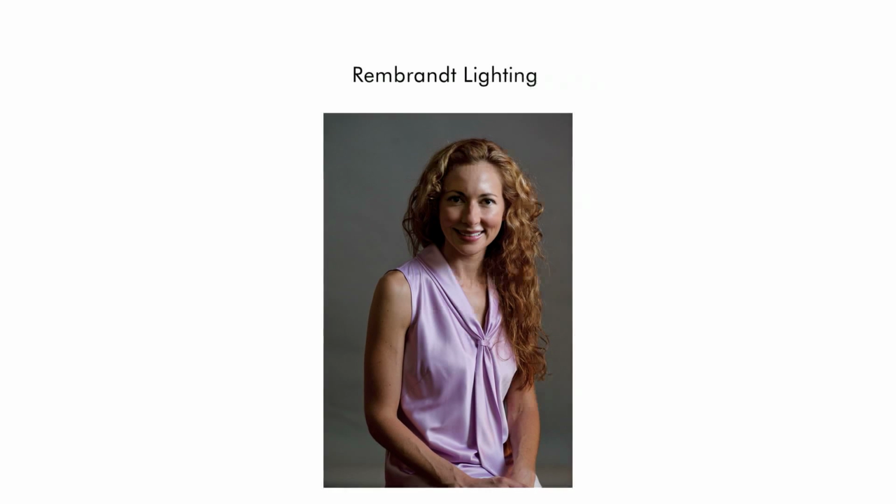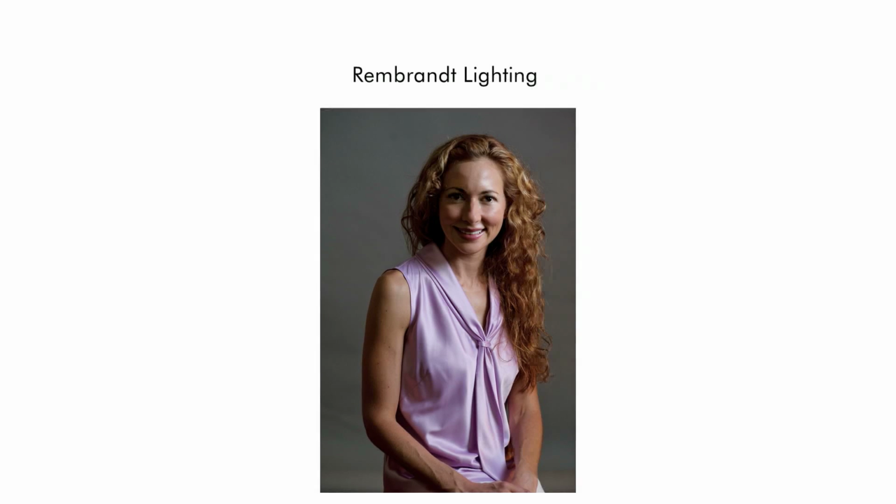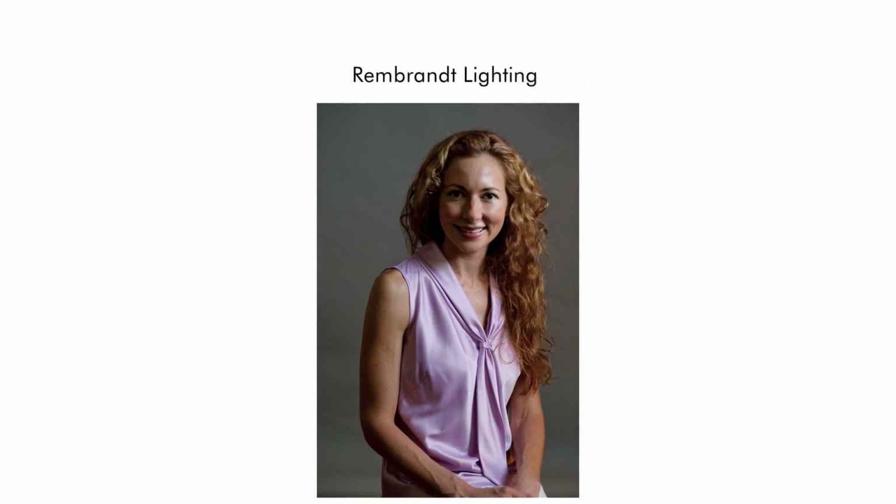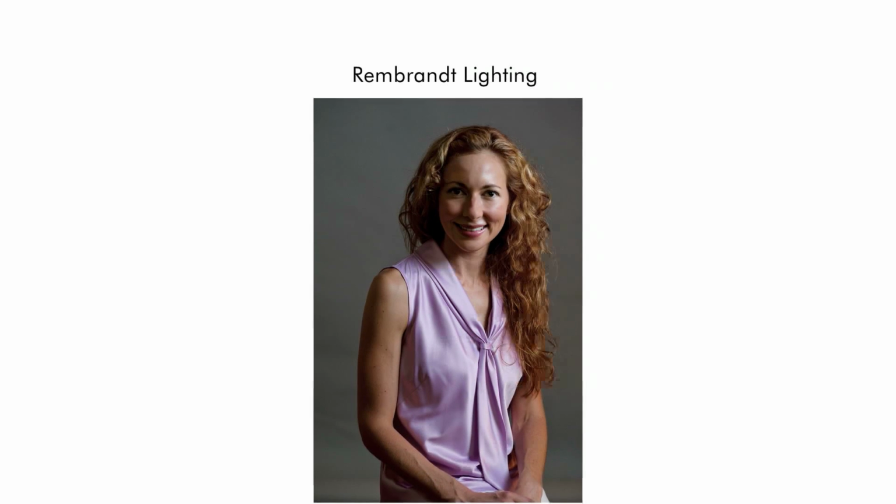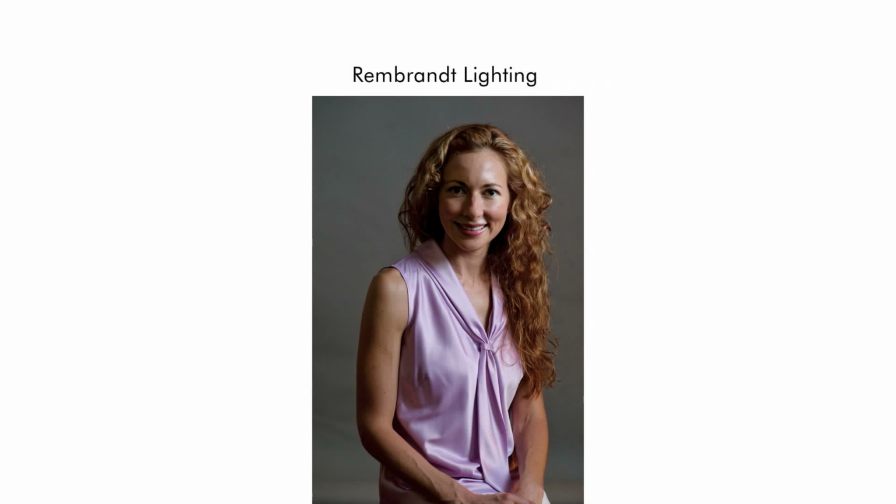Named after the Dutch painter, Rembrandt lighting has a very distinctive look. It's similar to loop lighting, but the main light is 50 to 70 degrees above the subject and 50 to 70 degrees to the left or right. The nose shadow extends to the edge of the mouth, and there's a small triangle of light on the cheek on the shadow side of the face.